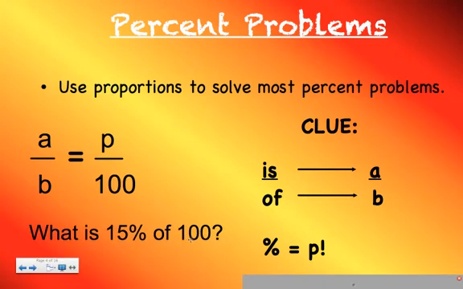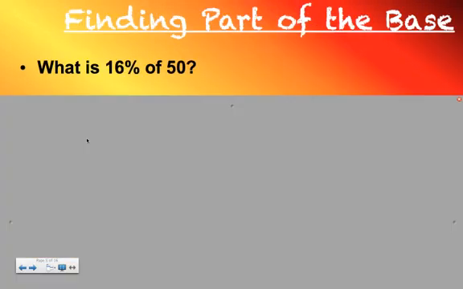Again, so it's the of. The is, they're asking us, what is it? We don't know what the is, so we're going to be solving in this case for our A. Let's go through an example. Finding the part of the base or the part of the whole. So that tells us we are finding the A.